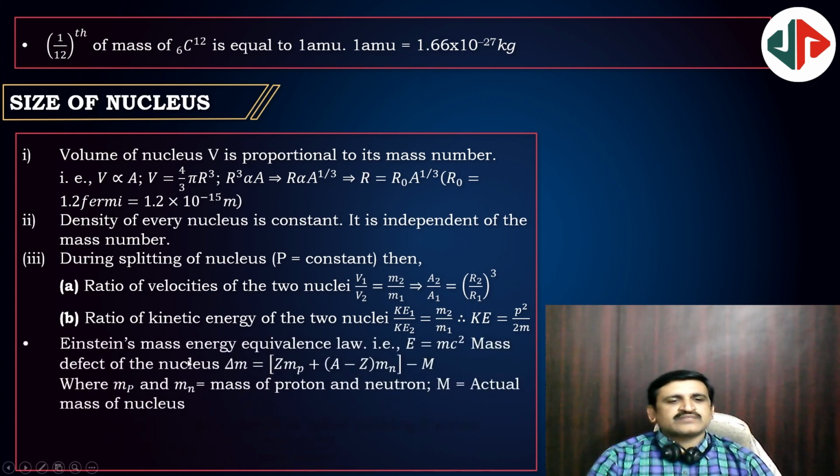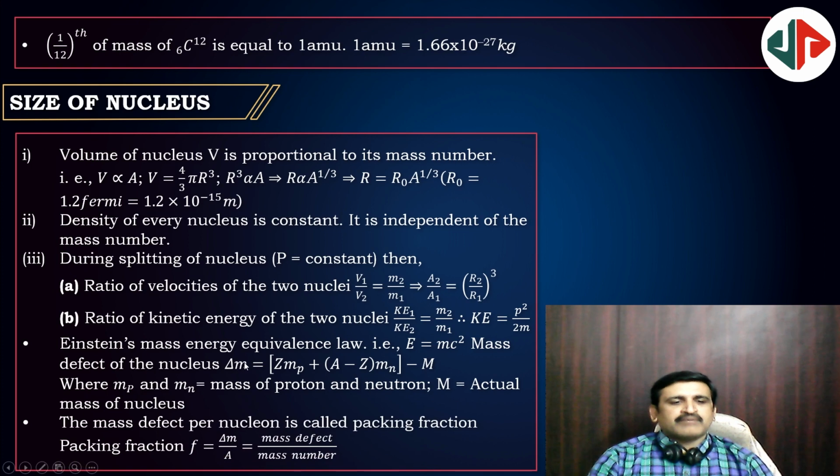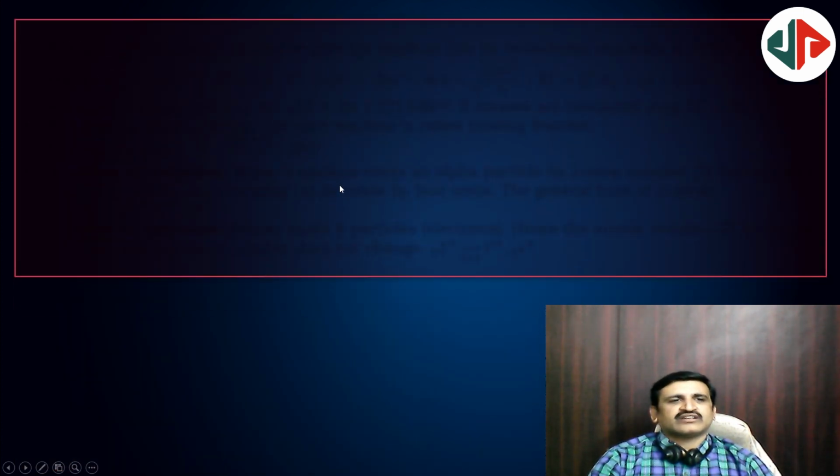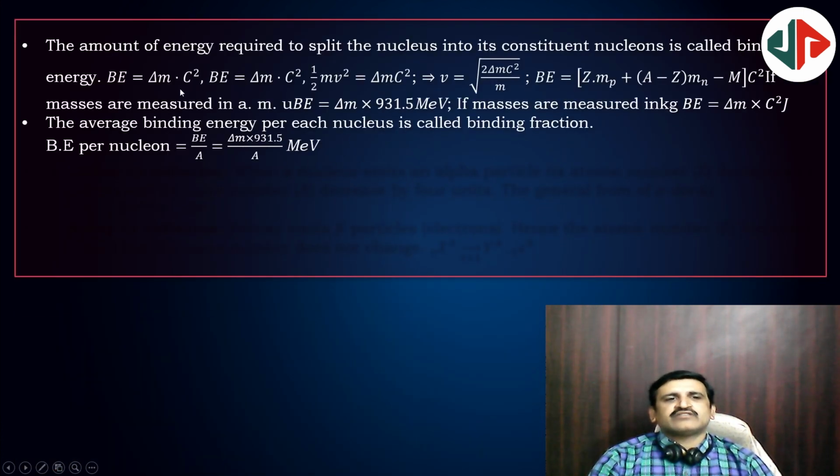Then Einstein's mass-energy equivalence is E equals mc square. The mass defect of the nucleus is the difference between the sum of the masses of individual nucleons and the entire mass of the nucleus. This difference is known as the mass defect. Packing fraction is mass defect per mass number, that is delta m by A. Per head, how much it is losing, that is the concept of that. Next, binding energy is equal to delta m into c square.